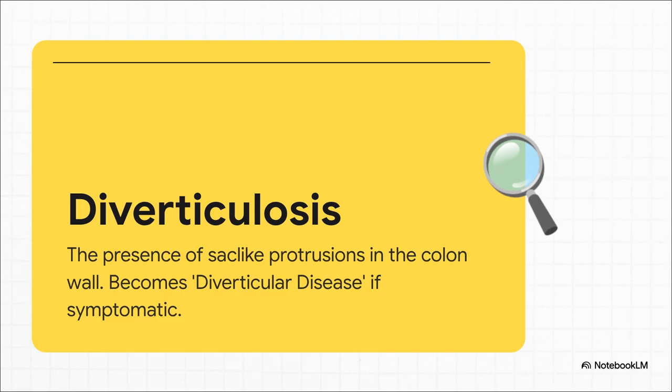Diverticulosis is simply the presence of these little pouches, or diverticula, in the colon. And it is incredibly common. We're talking up to half of all people over the age of 60 have it, and the vast majority have absolutely no idea. It only becomes diverticular disease when those pouches actually start causing problems and symptoms. That's the real dividing line.